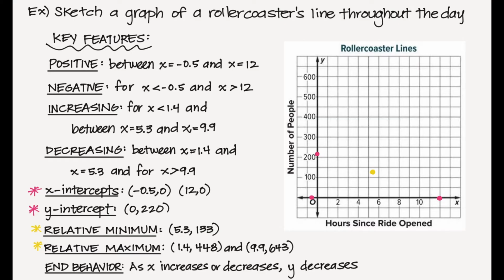And then I have two relative maximums. One is at 1.4 all the way up to 448. And then at 9.9 all the way up to 643. You see that? So now I have a variety of points, and it's kind of helping me to form my graph. So what I'm going to do is sketch what I think this graph might look like by connecting those dots.